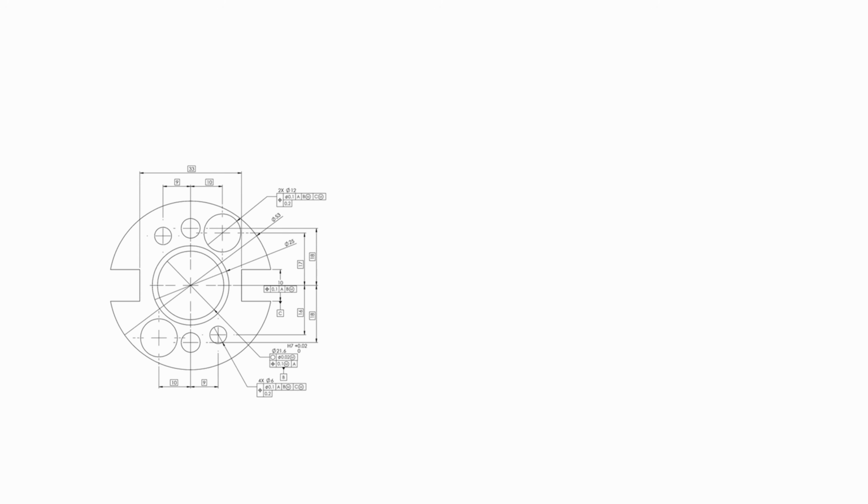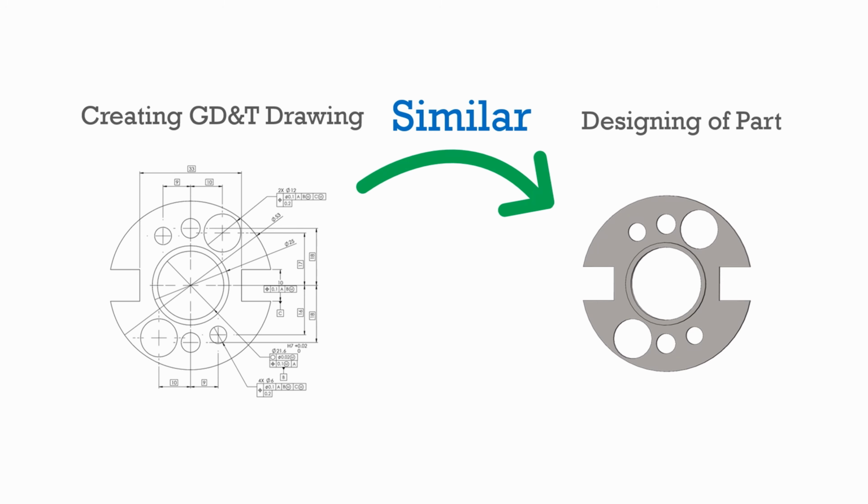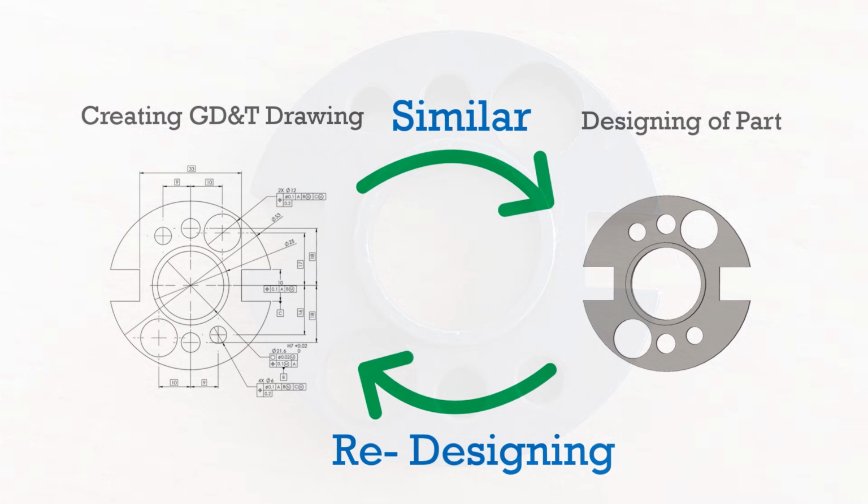For me, it's very simple. Creating a GD&T drawing of a part is very similar to designing the same part. To be exact, it's more like redesigning the same part for manufacturing. How? Let's understand it with an example. In this example, first we will understand how we actually design a part step by step. And then we will create the GD&T drawing of the same part, and you will feel that creating a GD&T drawing is kind of redesigning the same part.